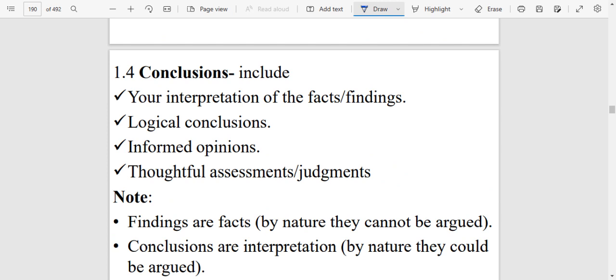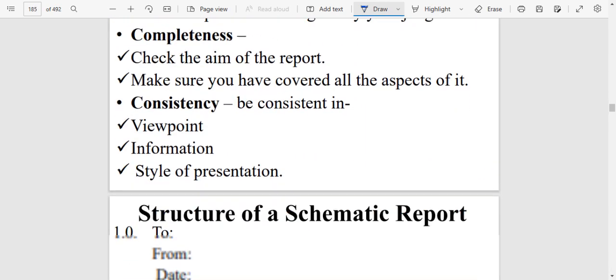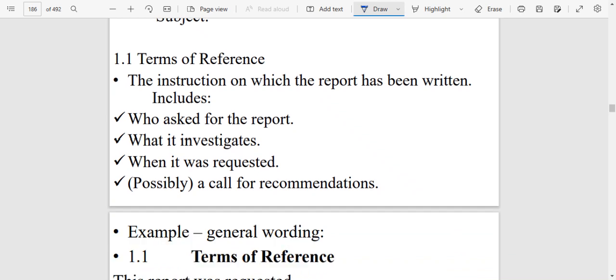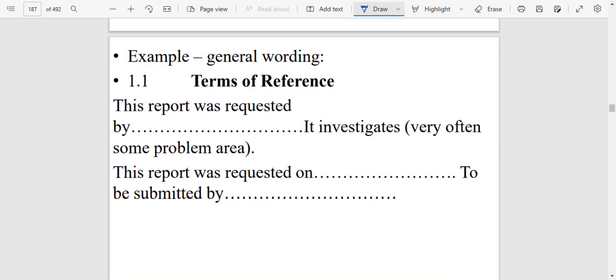And then now you're going to have your conclusion. Your conclusion includes your interpretation of the facts or findings. So how do you interpret your findings? This should be a logical conclusion that you thought about, and you should be able to answer the aim. What did you start with? What did you really want to discover? It should be informed opinions, not just opinions from thought, but informed opinions derived from thoughtful assessment and judgment. You've really thought about this.